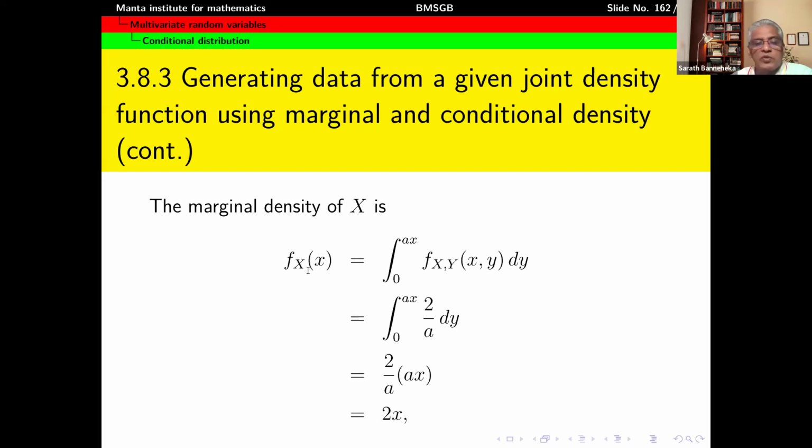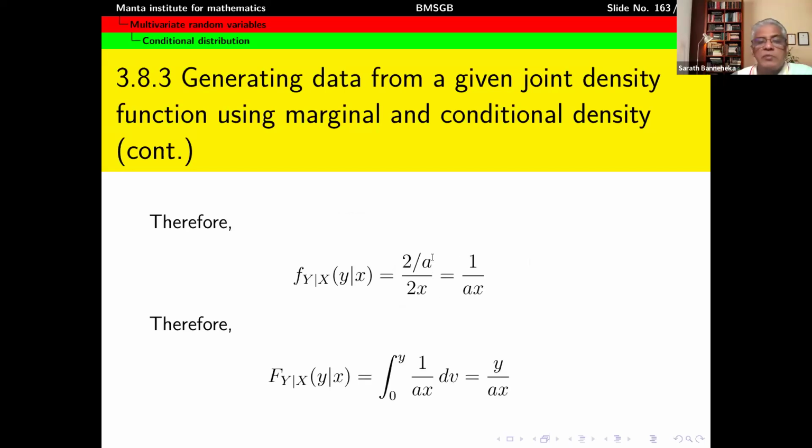The other way to get the marginal is to integrate the joint. We have to, because we are calculating this thing at x, at that x, y will be equal to ax. So therefore, we have to integrate with respect to y from 0 to ax, and that will give you 2x, right? So this is the long way here. Once you have already obtained the CDF, you could have just taken the derivative to get the fx. So therefore, the conditional density function will be equal to the joint density 2a divided by the marginal 2x. So that will be this one.